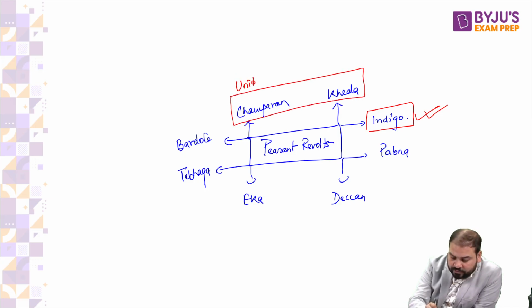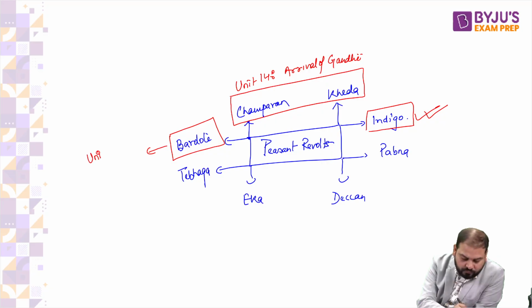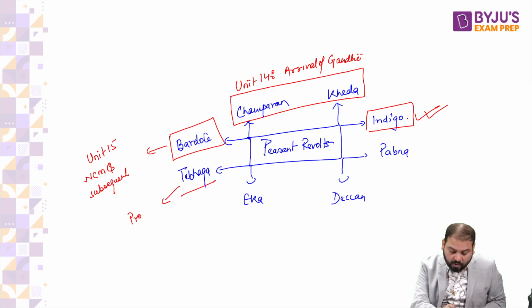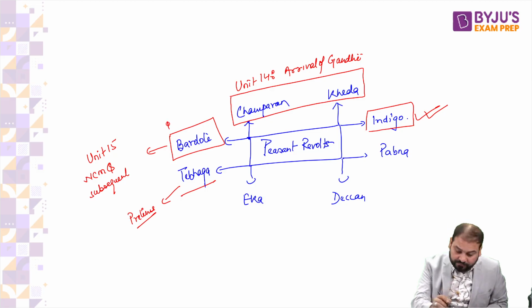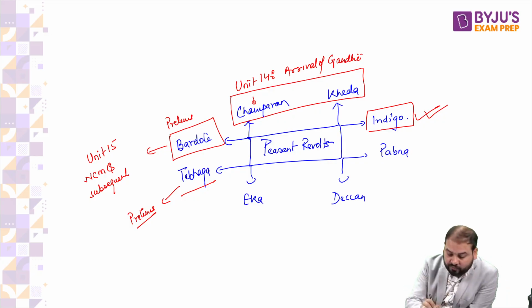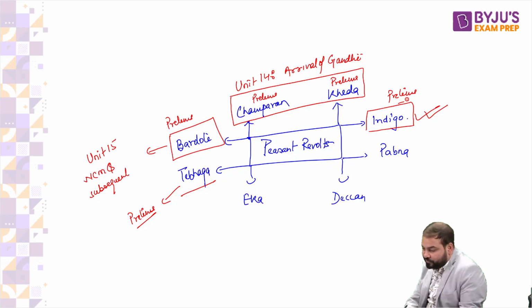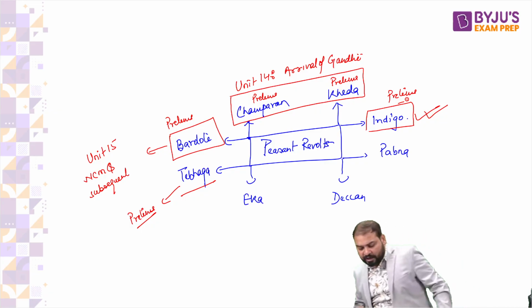These two we will do in module 14, arrival of Gandhi. This we will do in module 15, NCM and subsequent. The rest we will do tomorrow. That is, tomorrow we are going to do Tibhaga. Already a prelims question has come on this. Prelims questions have come on Bardoli also, on Champaran also, on Kheda also, on Indigo also. All these have given prelims questions. Am I clear, everyone? No, spelling mistakes are not a problem because proper nouns don't have problems.